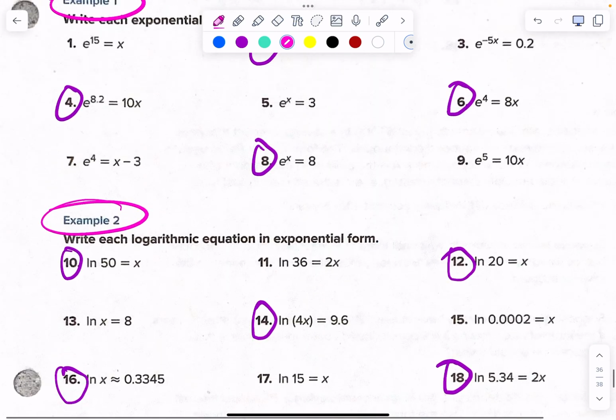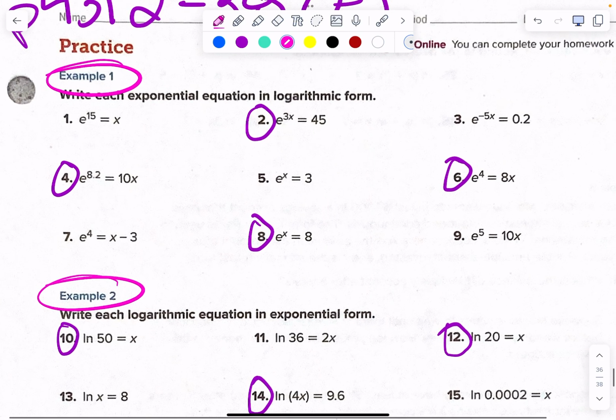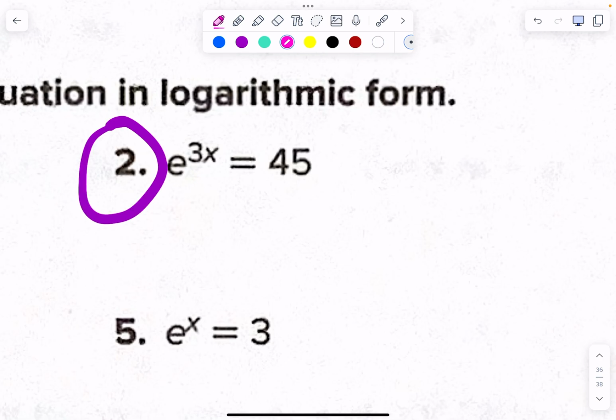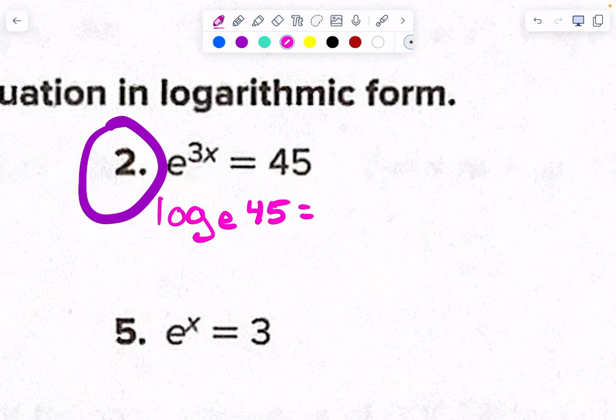Okay, all right. We'll do the first one together. The first one, you're switching to log function. So log base e of 45 equals 3x. But what is log base e? ln. So ln of 45 equals 3x.